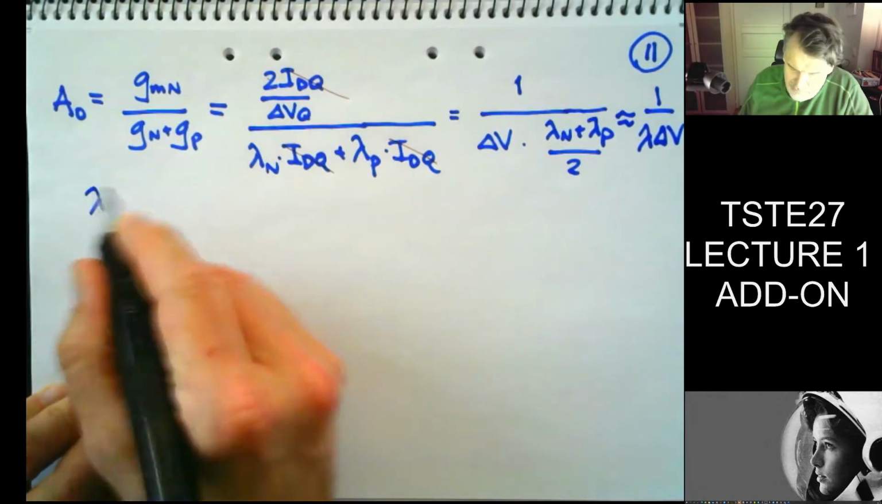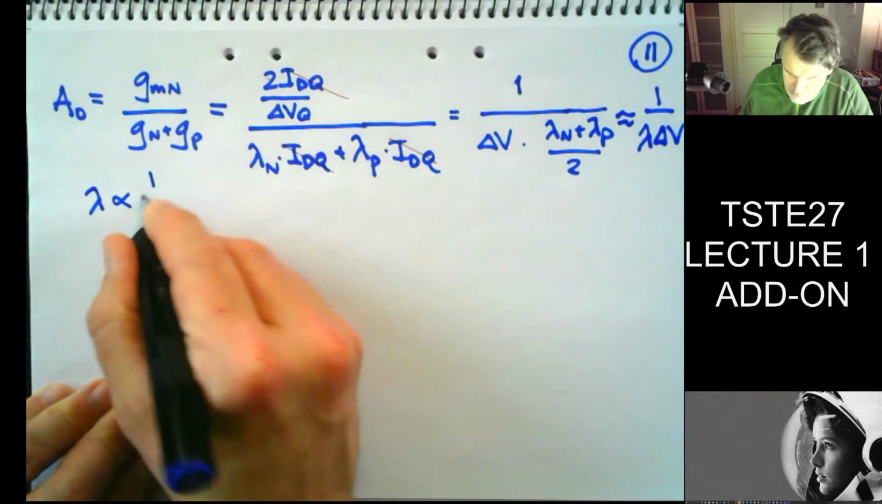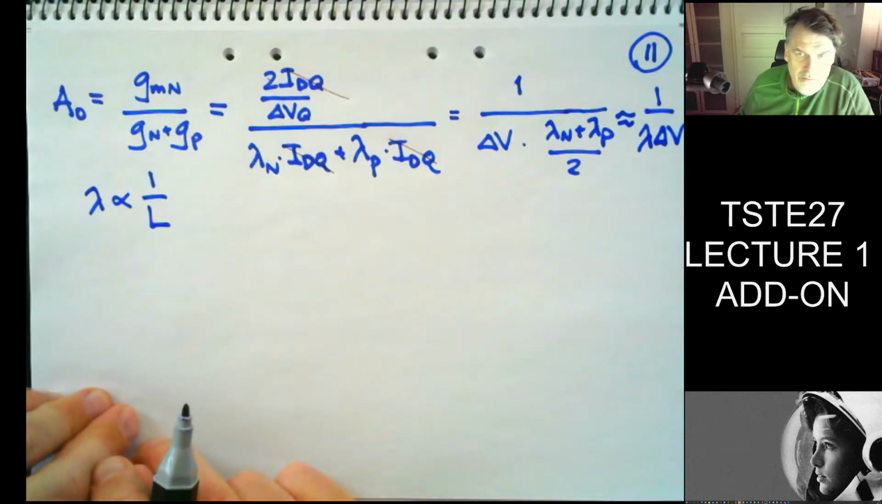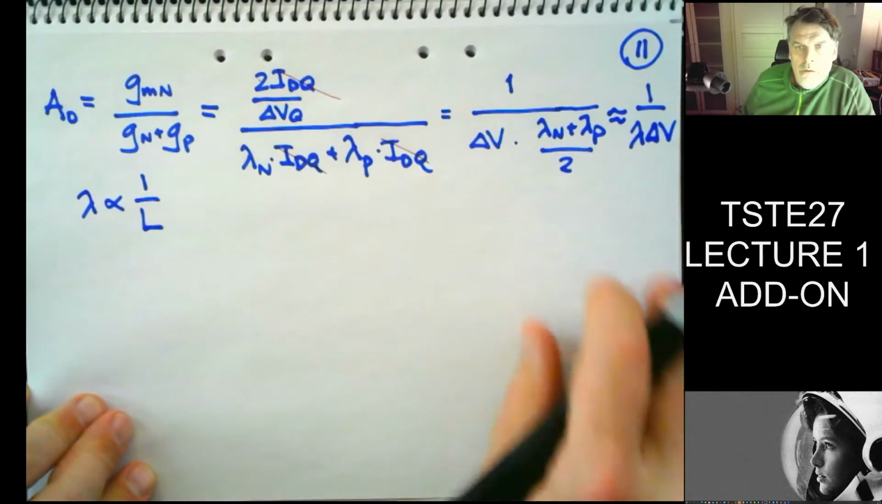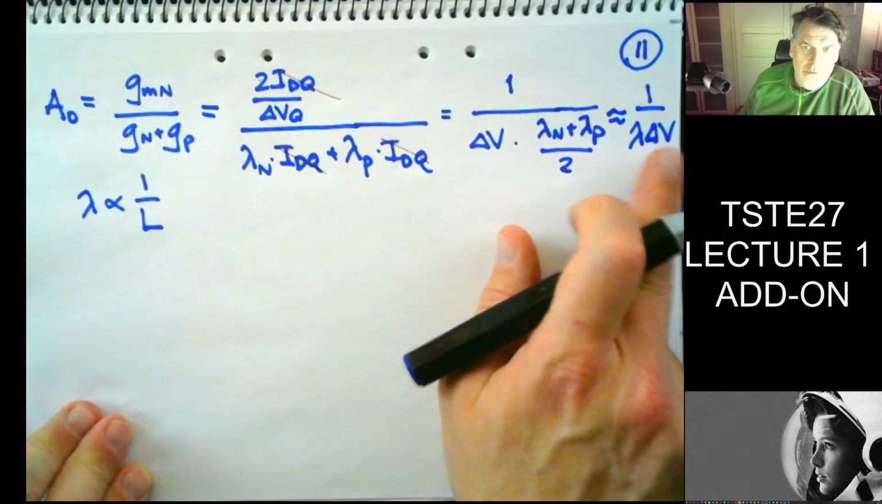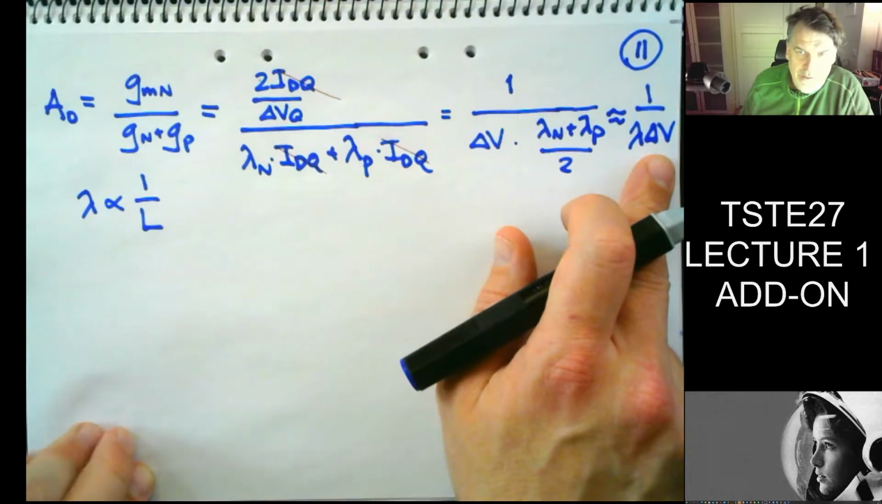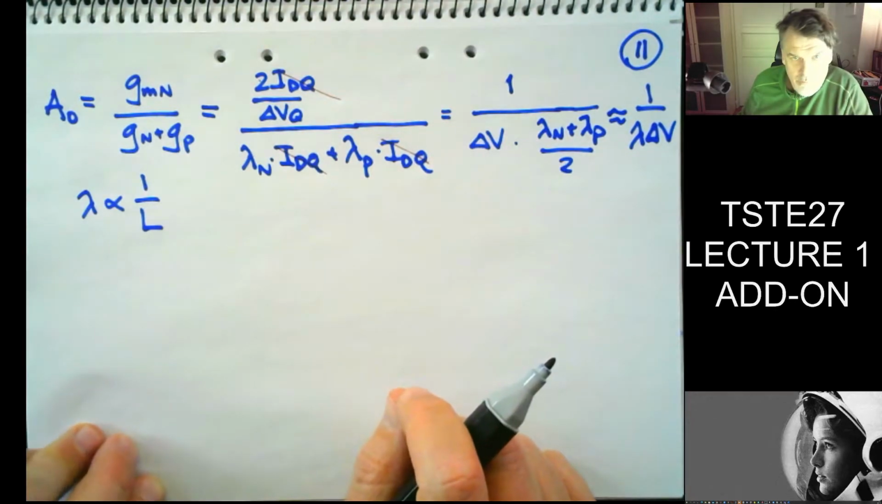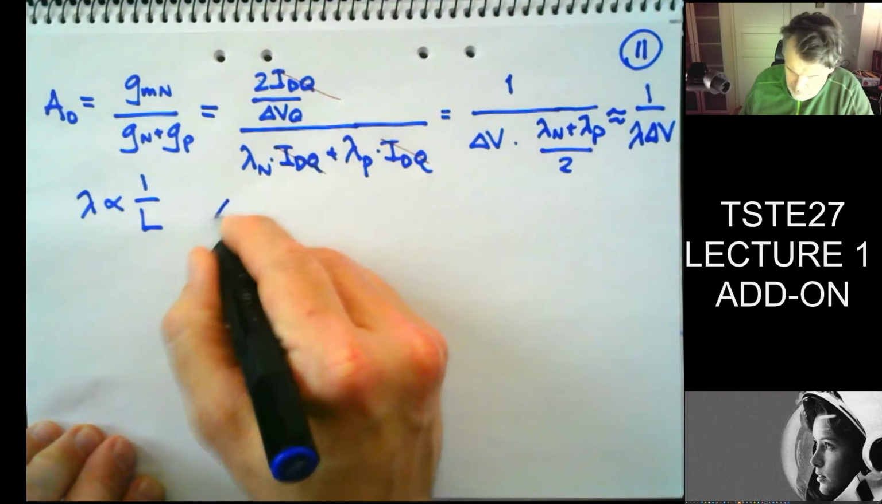And we knew since earlier that lambda is inversely proportional to the channel length of the devices. So we have a very compact way of saying that the DC gain A0 is equal to a term which is 1 over lambda delta V, the effective gate voltage.